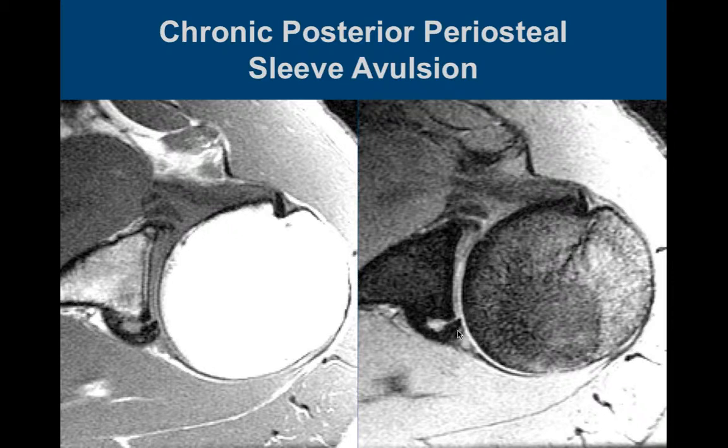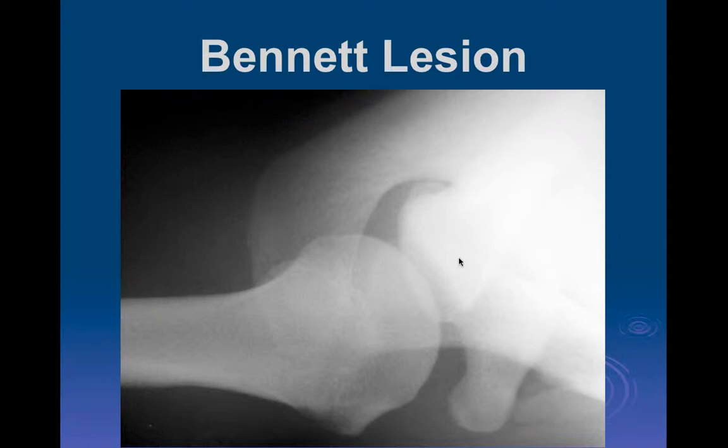Here are just some images from Dr. Su in South Korea. And then here, when you get more of a chronic lesion, this looks a little bit like the Perthes that we saw before, the chronic Perthes after thickening of the periosteum. But just anything you can see anteriorly, you can see posteriorly.